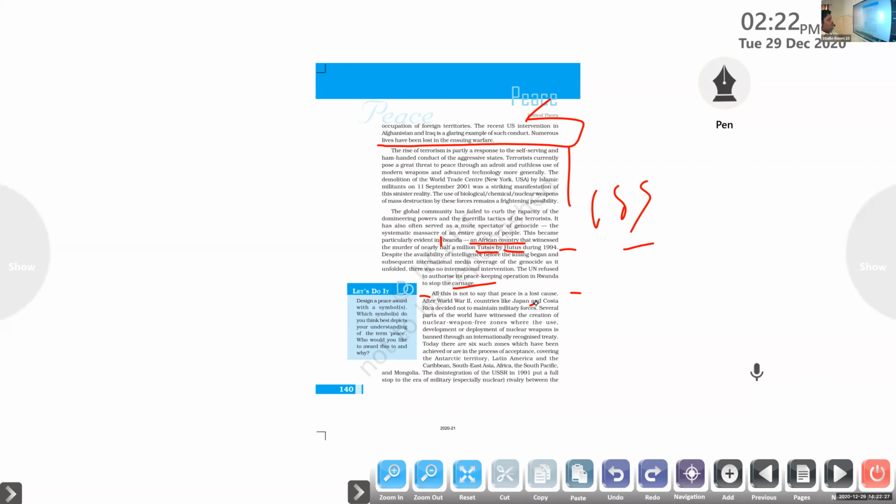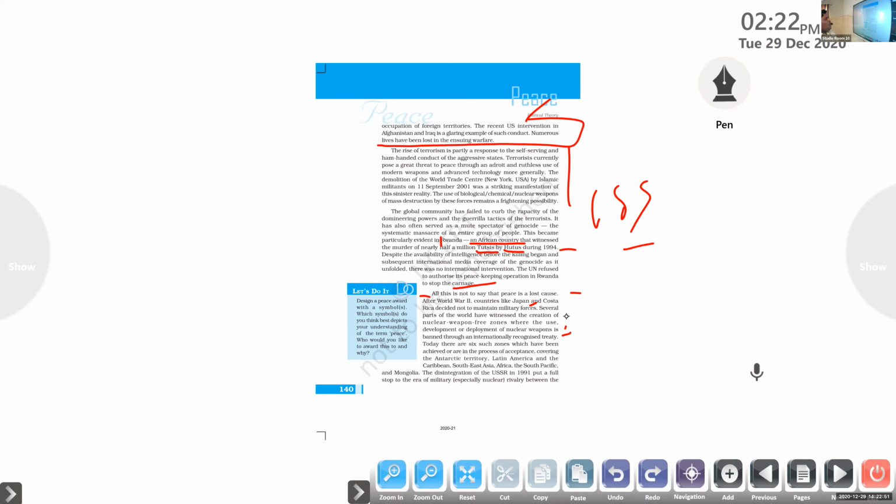After that, Japan came to know that it is not good to establish a military or engage in a war. So they stopped maintaining an army. Several parts of the world have witnessed the creation of nuclear weapons free zones, where the development or deployment of nuclear weapons is banned through an internationally recognized treaty.